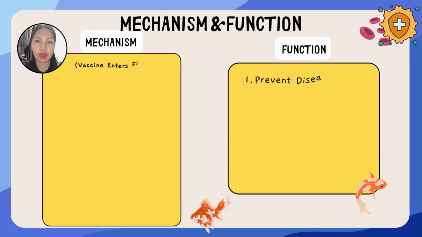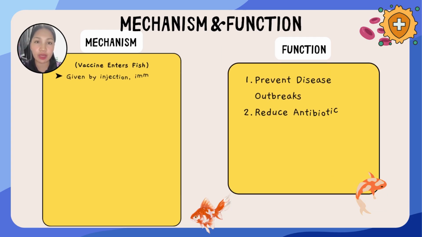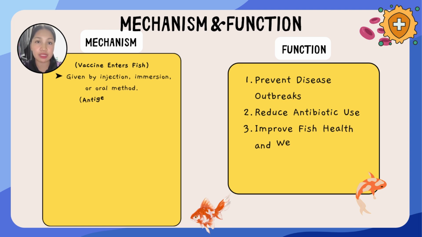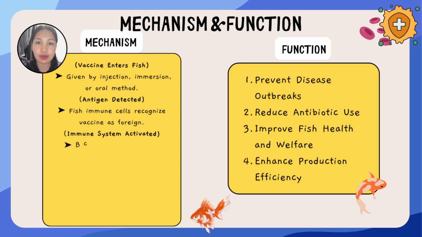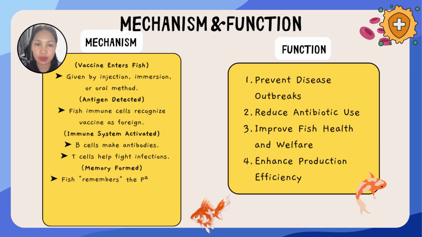So I will explain how vaccines work in fish and how they help boost the immune system just like in humans. Vaccines train the fish immune system to recognize and fight off disease. First, the vaccine enters the fish. This can happen in three ways: by injections directly into the body, through immersion, where fish are dipped in water containing the vaccines, or orally mixed with food.